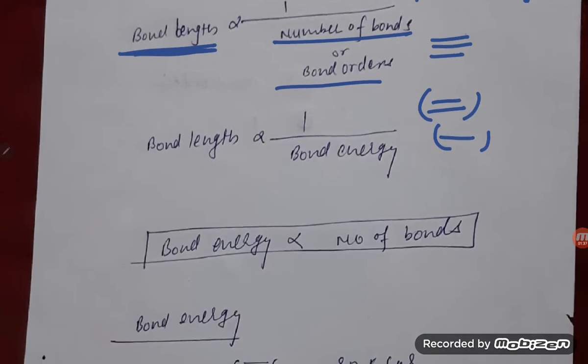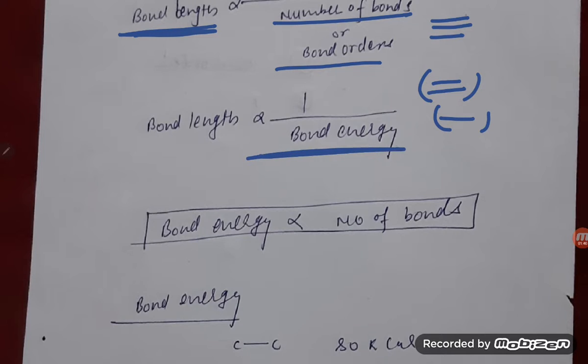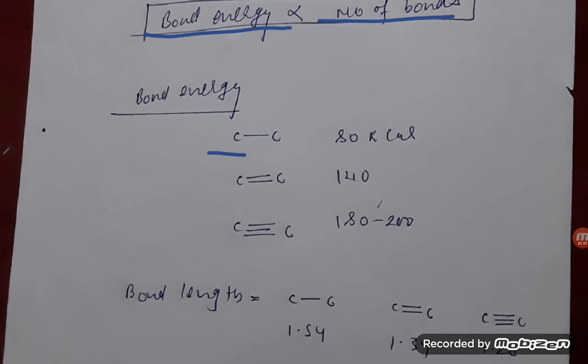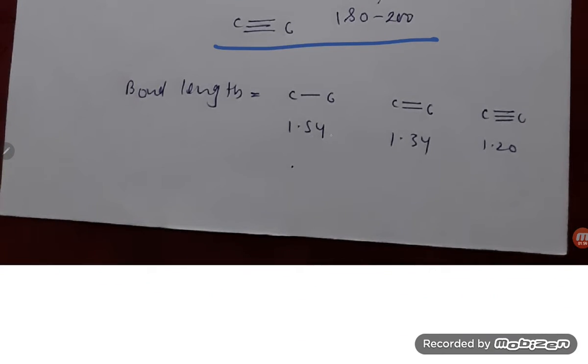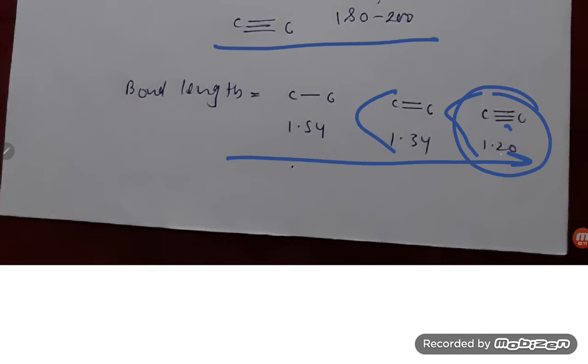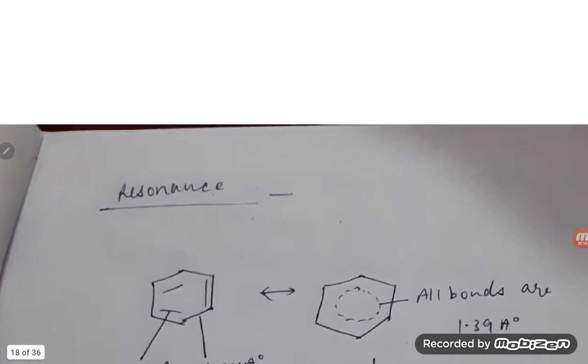Now let us see, students, bond length is inversely proportional to bond energy. It means if the bond length is more, the energy is less. Bond energy is proportional to the number of bonds. For example, single bond 80 kilojoule per mole, double bond 140 kilojoule per mole, triple bond 180 to 200 kilojoule per mole. So if the bond order is increasing, the bond energy is also increasing and the bond length is decreasing. You can see the bond length of the triple bond is 1.20, double bond 1.34, and single bond 1.54 angstrom.